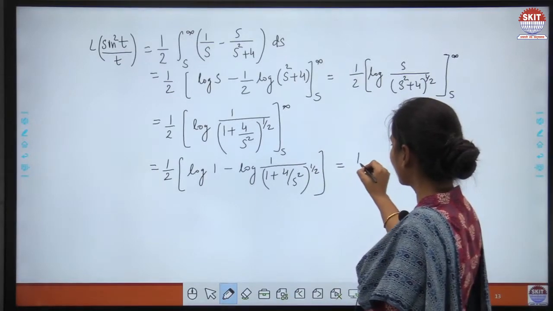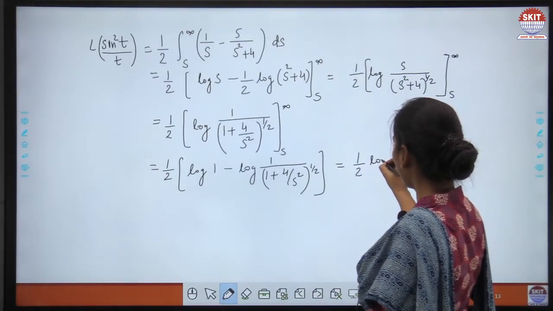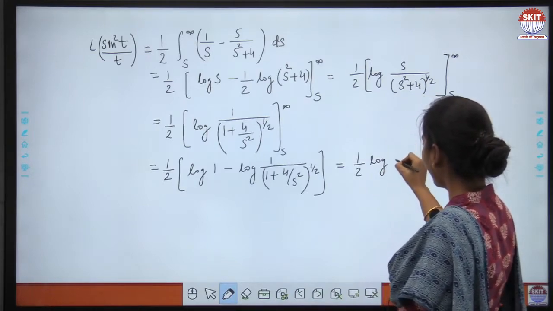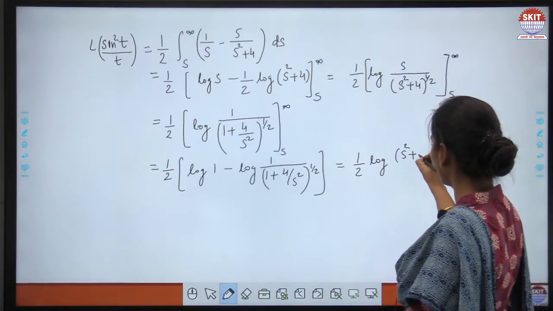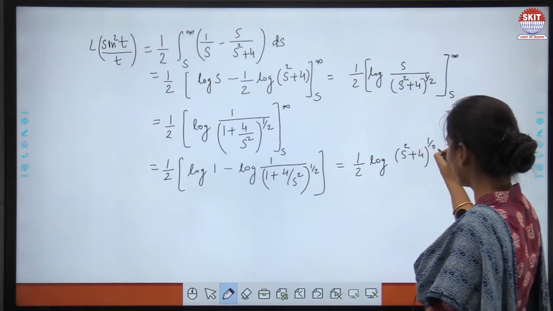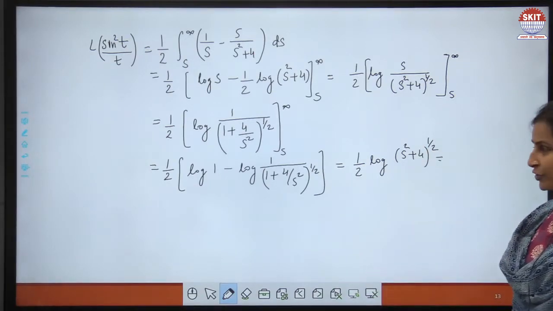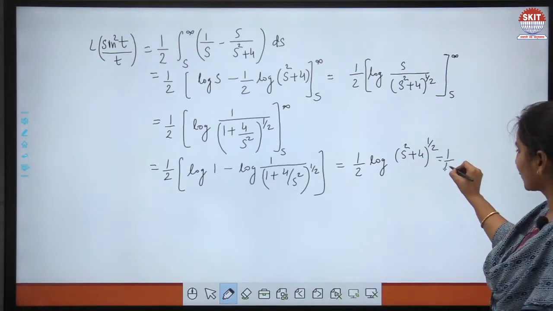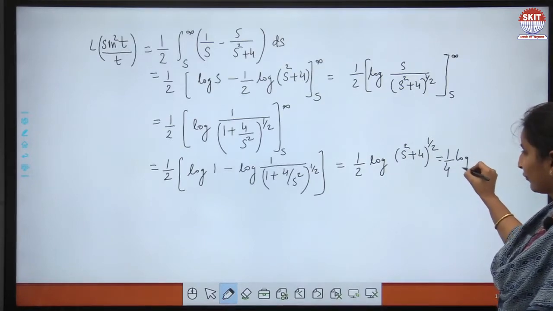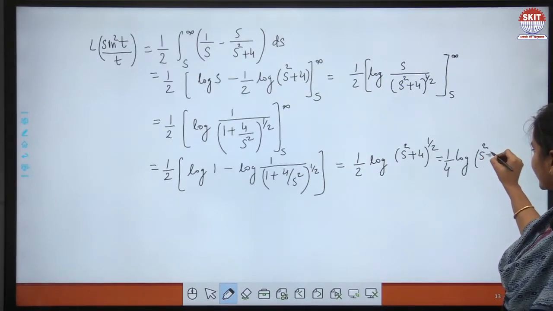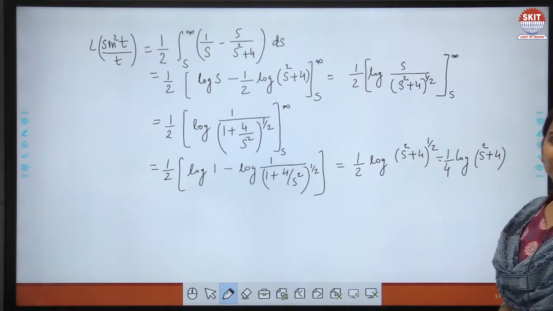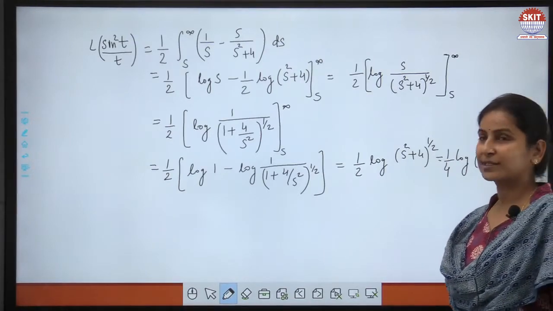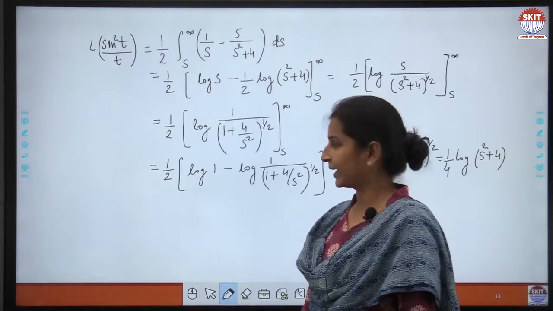So we get 1 by 2 log of (s square plus 4) to the power 1 by 2, and the power 1 by 2 again can be taken out. So I can write 1 by 4 log of (s square plus 4). So this is our Laplace transform of sine square t by t.